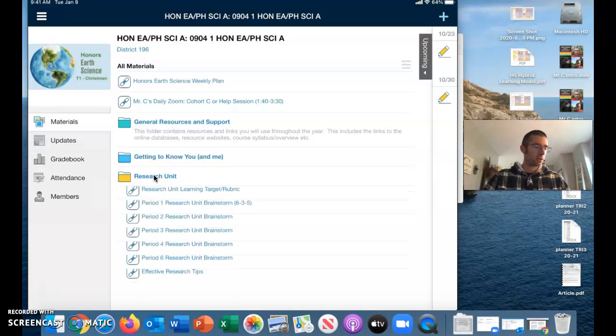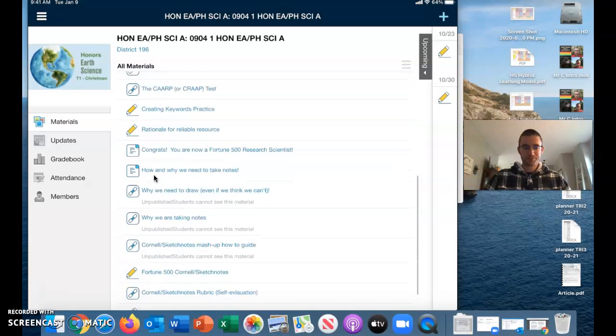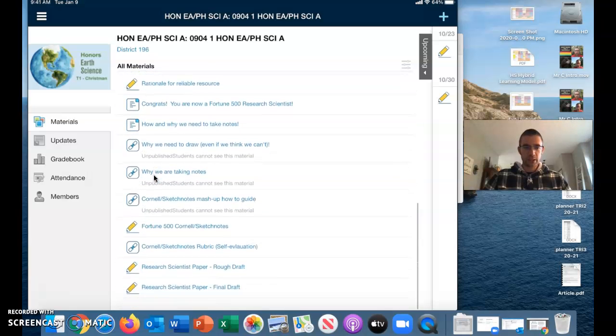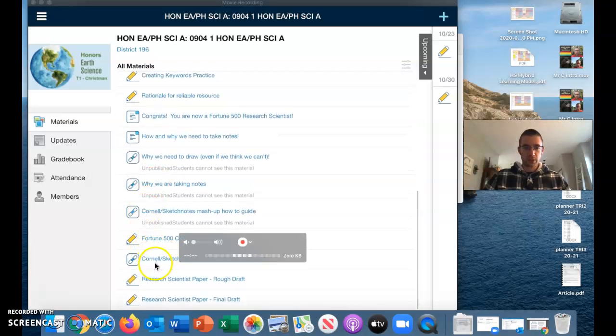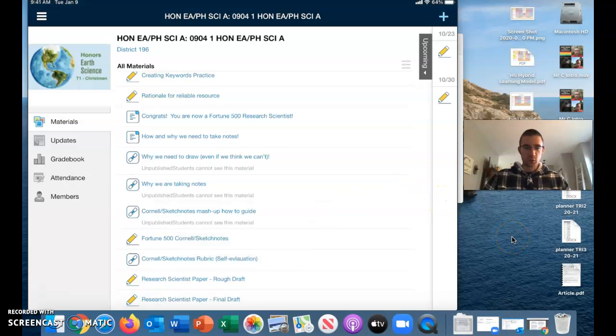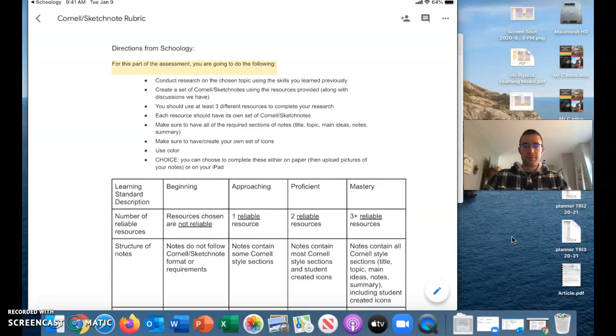So I'm going to go into the research unit folder, scroll down here to the Cornell Sketchnote rubric, self-evaluation. I'll open this up and walk us through that here. Okay. The top part of this is just a copy-paste from the assignment that was due on Friday so that you can see where the rubric is coming from.